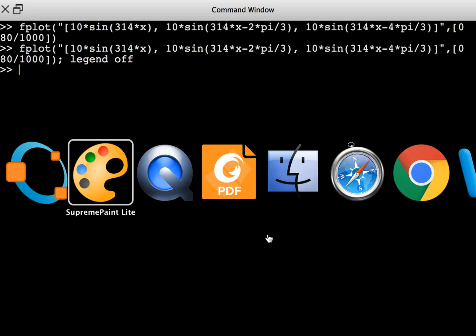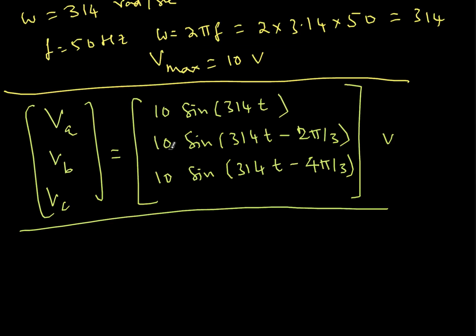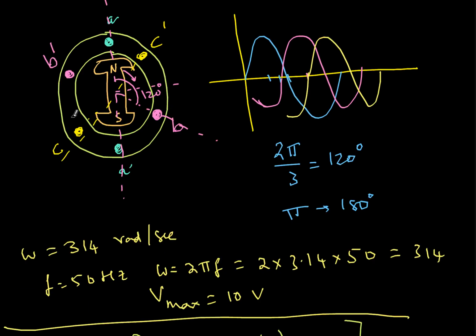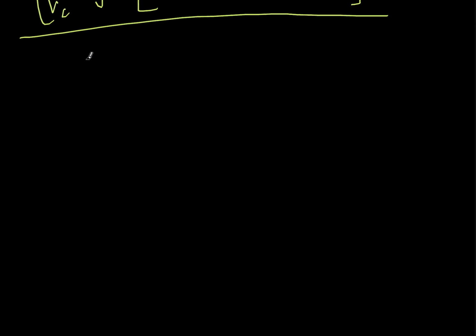So let's go back to our slides. This is about the three phase voltages. Now, how are the three phase voltages generated? They are generated because the coils are placed 120 degrees apart. Now I'll talk about the connections. There are two types of three phase connections.